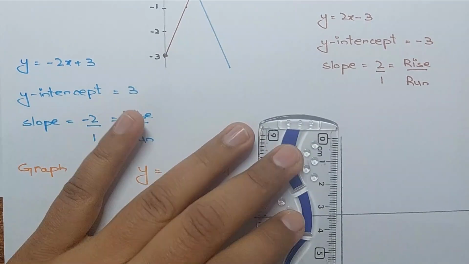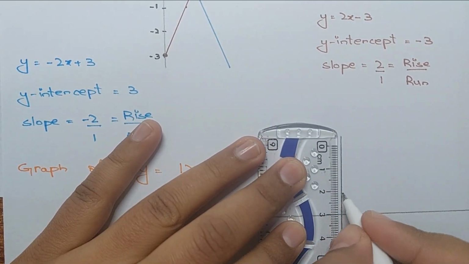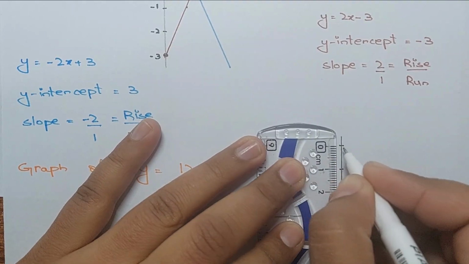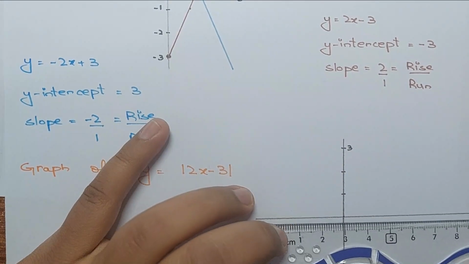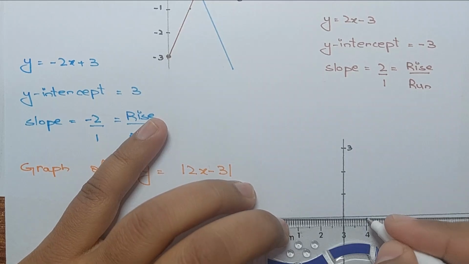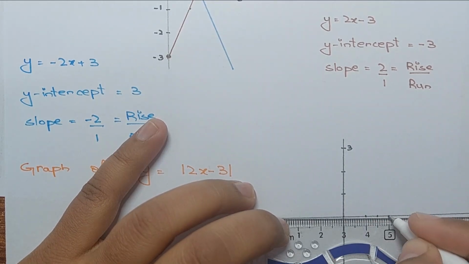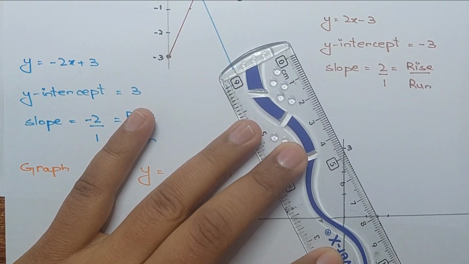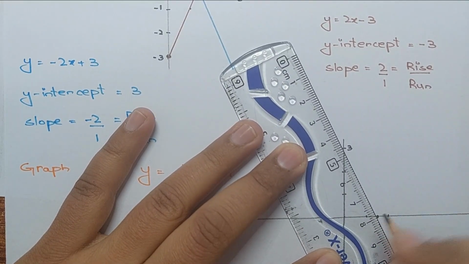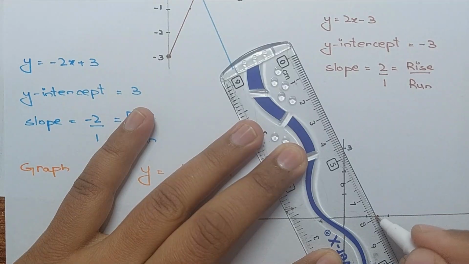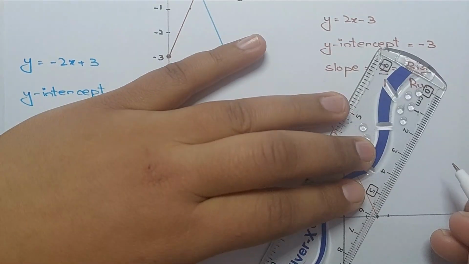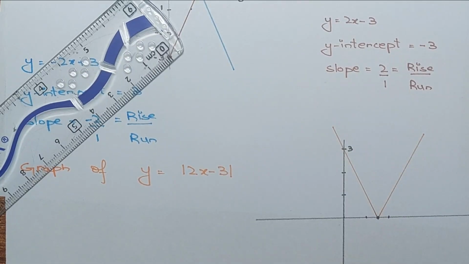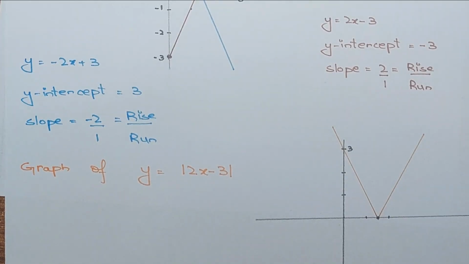Let me label the number 3. We have 0, 1, 2, 3, this point, and we have to label 1.5. This is 1, this is 1.5, this is 2. So this is 1.5. Yes, this way and this way. This is how your sketch looks for the absolute function. So we are done with the absolute function.